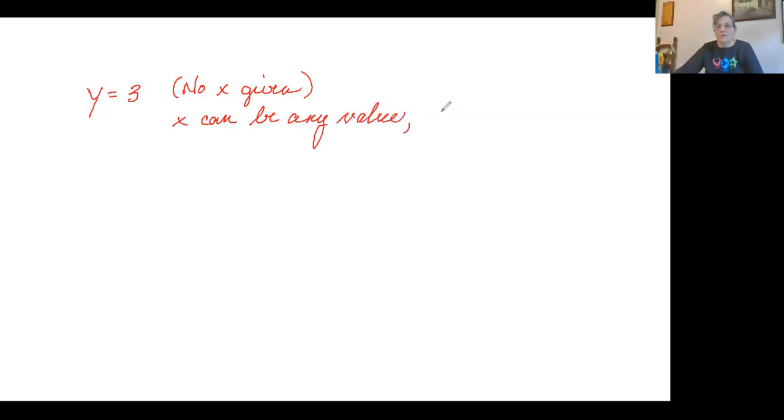We can also have a function where y, for instance, is equal to 3. There's no x in the equation. Now, this doesn't mean that you're not talking about something in two-dimensional space with x values. It means x can be anything as long as the y is 3. X can be any value at all, but the y has to equal 3.